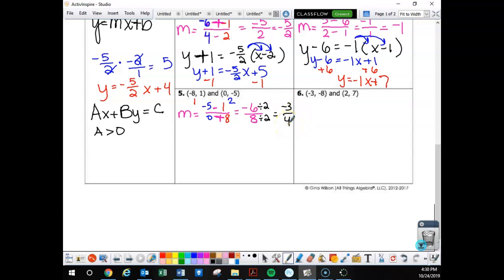Now notice, here they give me the y-intercept, right? And the y-intercept in mx plus b is right here. So really, I don't have to use point slope formula. I can use y equals negative 3 over 4x minus 5. Okay? So negative 3 over 4x minus 5.